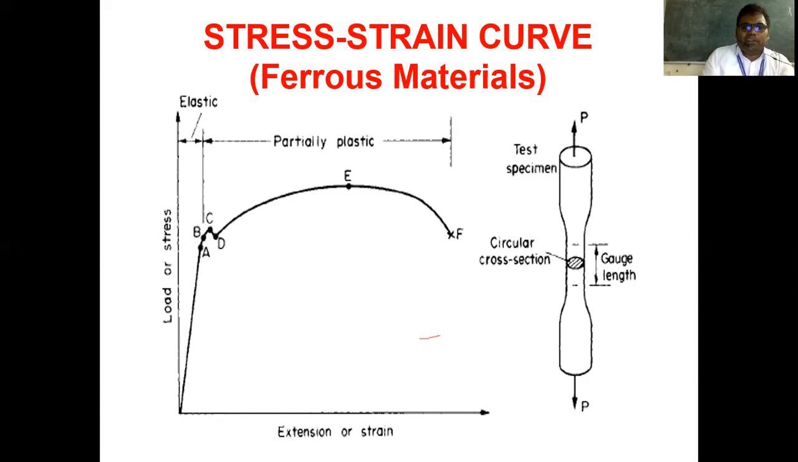Now we discuss point C. What is point C? It is the upper yield point. Yield means that the first metallic bonds break at this point, and then further metallic bonds in the material keep breaking.